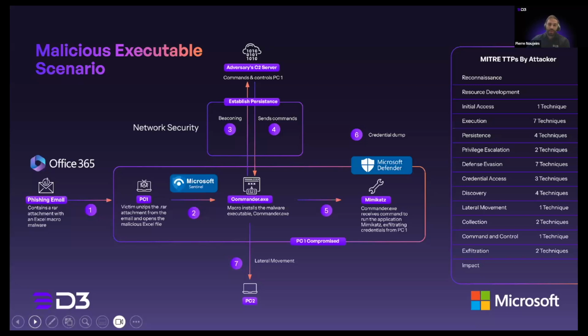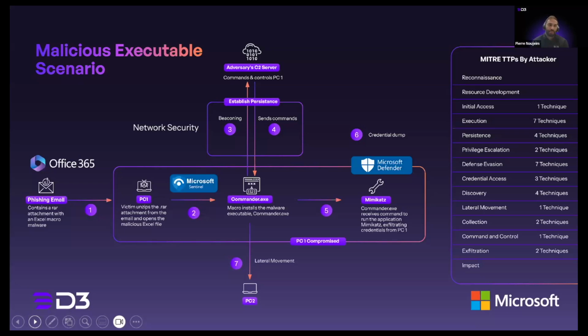So what we're going to work on here is we're starting at the end, at step 6 of this attack, the credential dump, which was detected and sent into D3 by Microsoft Defender. And then we're going to use playbooks and orchestration between different tools to work back and paint a picture of how we got to where we are.